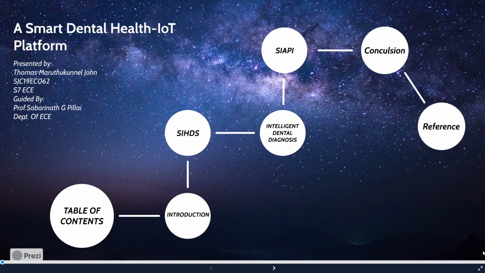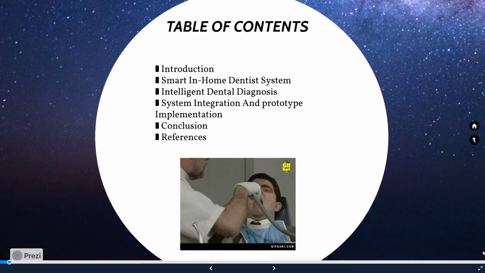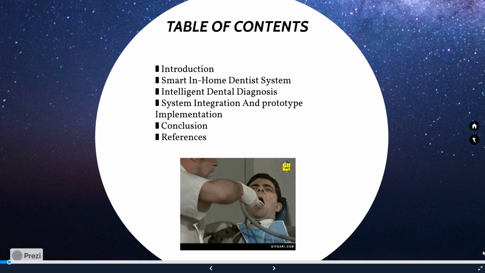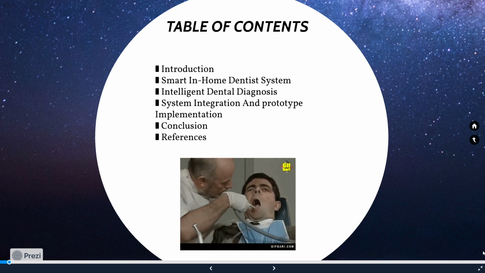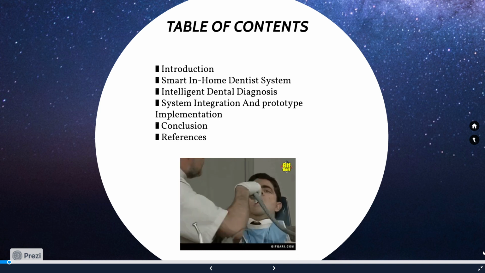Good morning. Today we'll be studying the topic of a smart dental health IoT platform. Now for the table of contents. We start off with the introduction, then we go into the smart in-home dentist system, then the intelligent dental diagnosis, the system integration and prototype implementation, the conclusion, and finally the references.